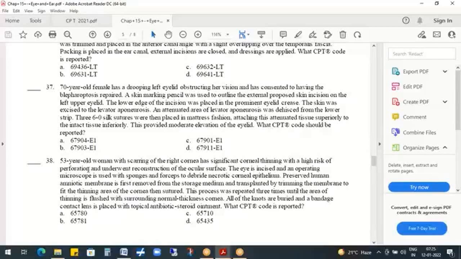You can see here what the approach is: internal approach or external approach? External approach. The skin marking pencil was used to outline the proposed external skin incision, clearly in the second line. Attaching the attenuated tissue superiorly to intact tissue inferiorly. The approach is external, right? 67904. A is the answer. Next question number.